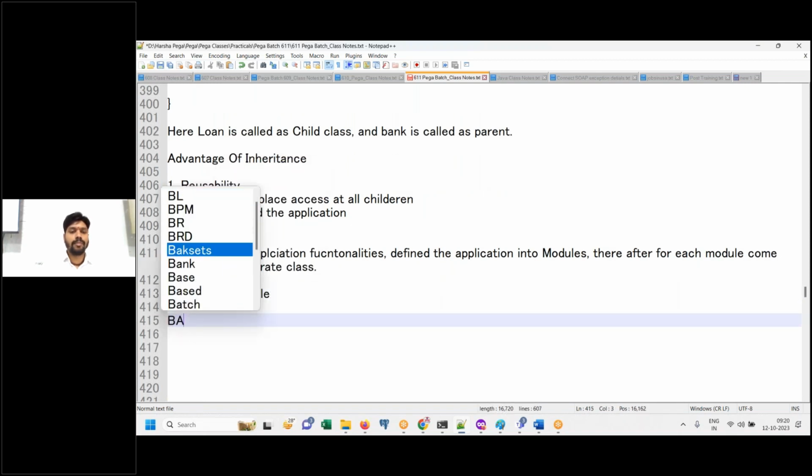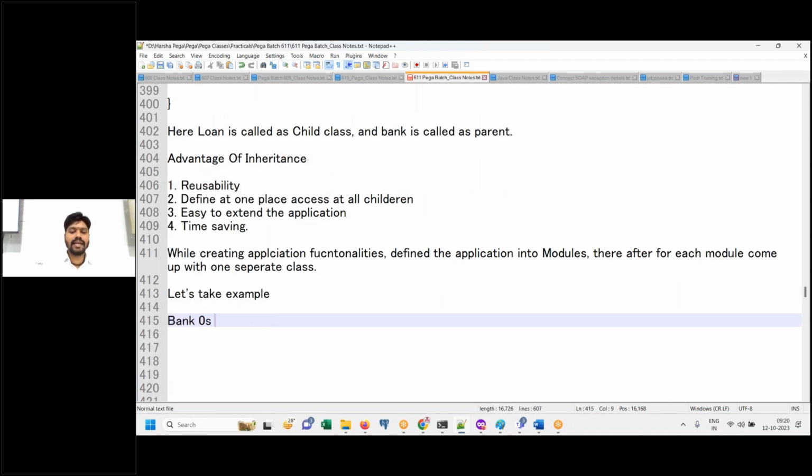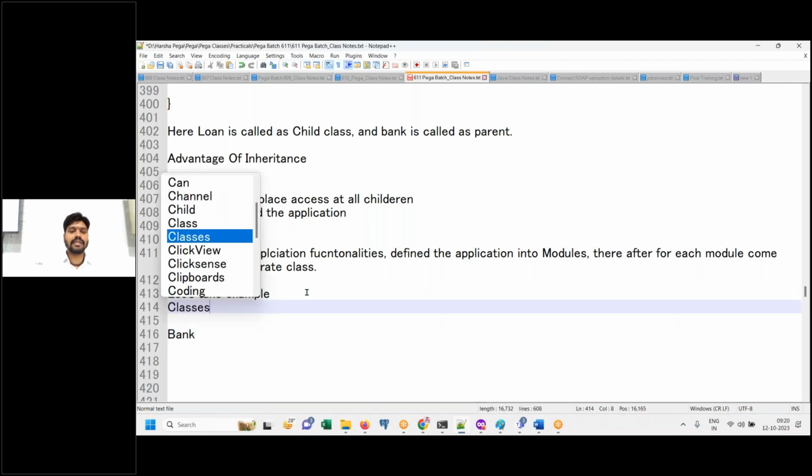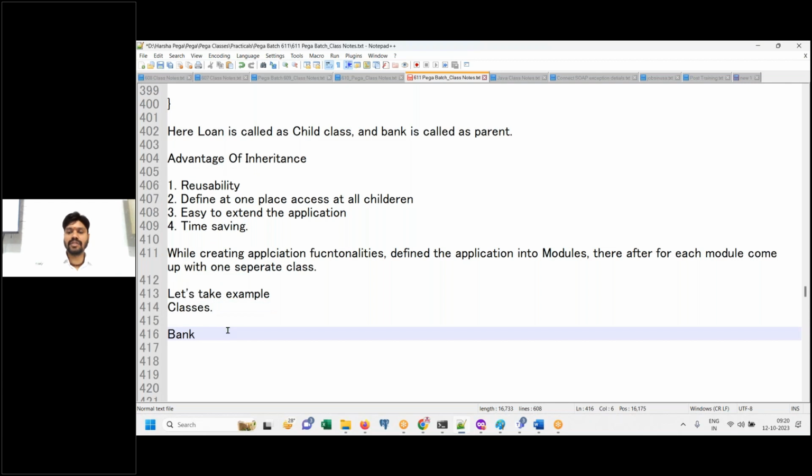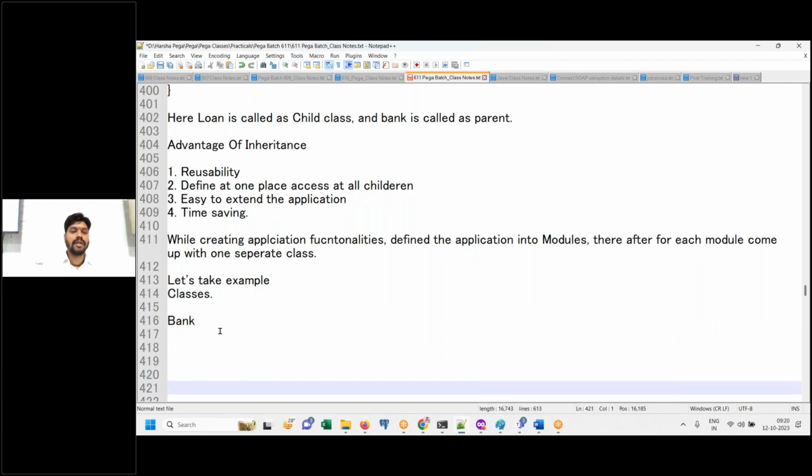Bank. So bank is a class. Classes, I'll write on the list of classes. Bank. I'll be using this in future explanations also. So bank. And what are the other classes?